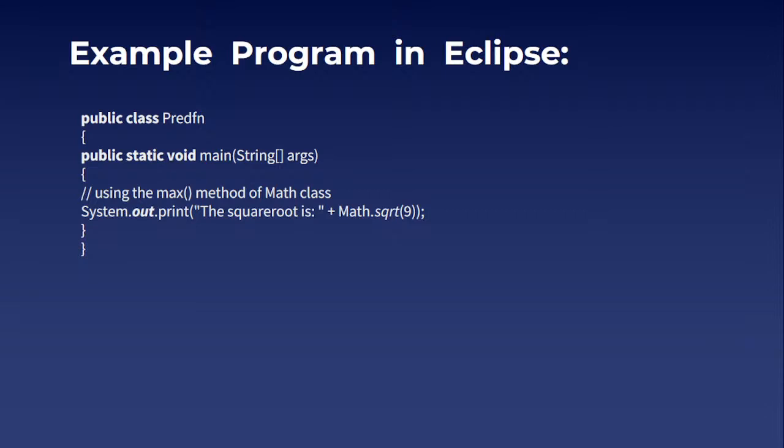So there are two different types of methods. One is called a predefined method and one more is called a user defined method.